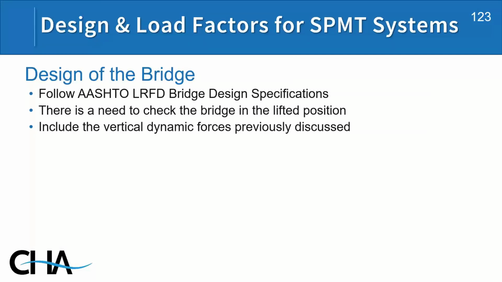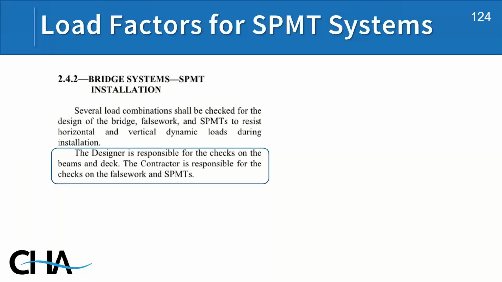So as far as designing the bridge, the designer should follow the design of the AASHTO LRFD bridge specs for the design of the structure, but there's an additional check required to make sure that you can lift the bridge at the pick points that are specified. This should include vertical dynamic forces that I discussed a few minutes ago, where you use the simplified equation in the NCHRP 1298 guideline. So these are provisions in the guide specifications stating what I just said. The designer has to design the bridge. The contractor designs the false work and the SPMTs. That's the division of design responsibilities.